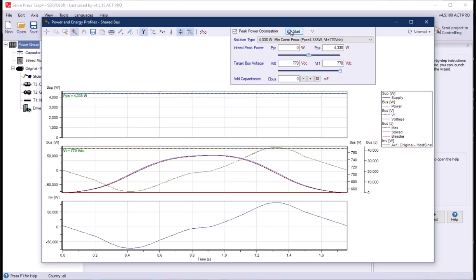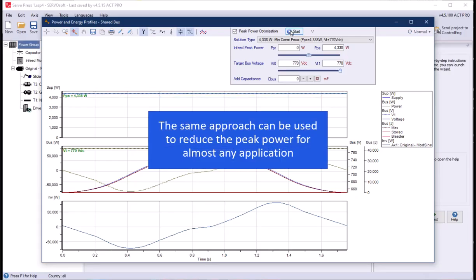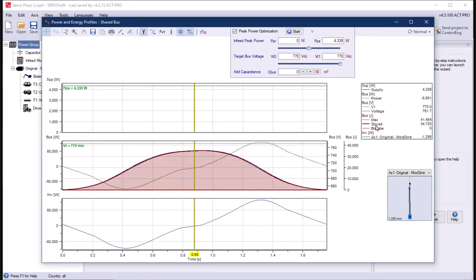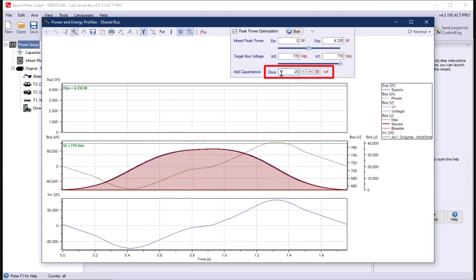This is a common solution in the servo press industry, to use a lot of energy storage combined with managing the in-feed supply power to reduce and smooth out the supply. This project has a lot of capacitance on the DC bus with 487 millifarads. Perhaps this is more than needed. We have over 6,500 joules of unused DC bus energy storage, so maybe we can do a quick scenario analysis and reduce the capacitance and see what happens.